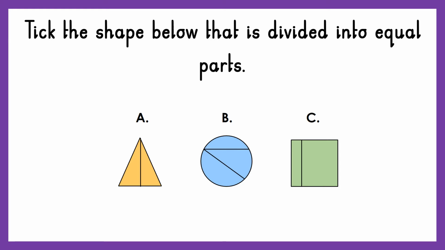Tick the shape below that is divided into equal parts. Of course, it's A. A has been divided into 2 equal parts, so each of these is called a half. B and C have not been divided equally.